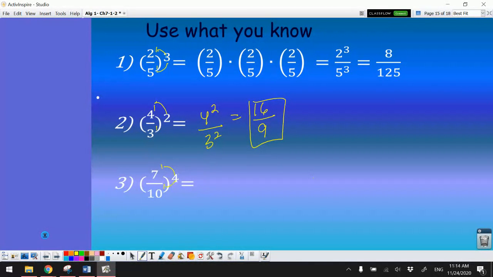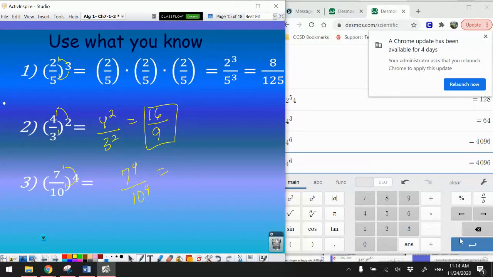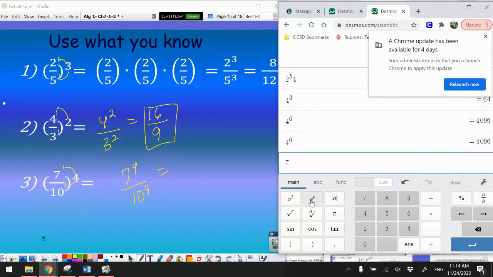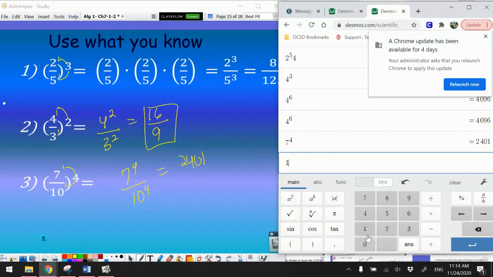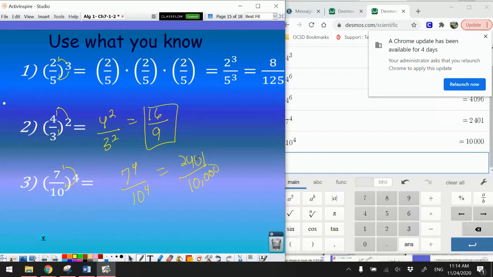Okay? Again, it's going to go top and bottom. 1 times 4 is 4. 10 to the, so 1 times 4 there is 4. And we can go ahead and evaluate that. It's going to be some pretty big numbers, but we can still do it. 7 to the 4th is 2401. And 10 to the 4th is 10,000. So there is that answer.